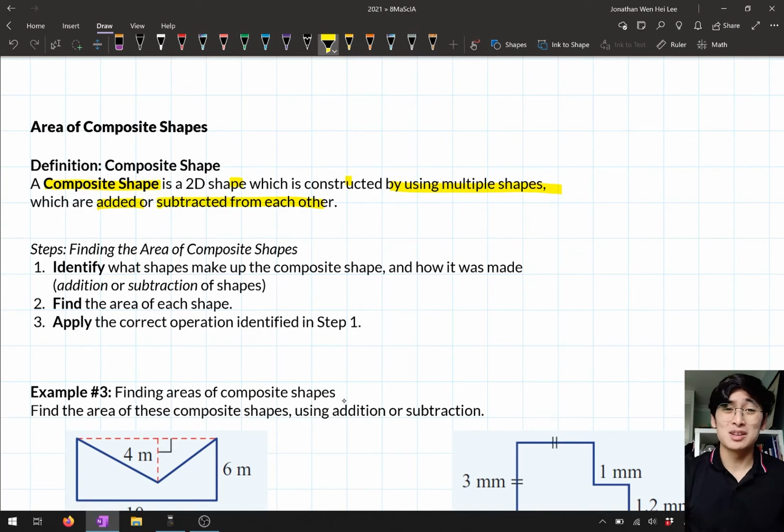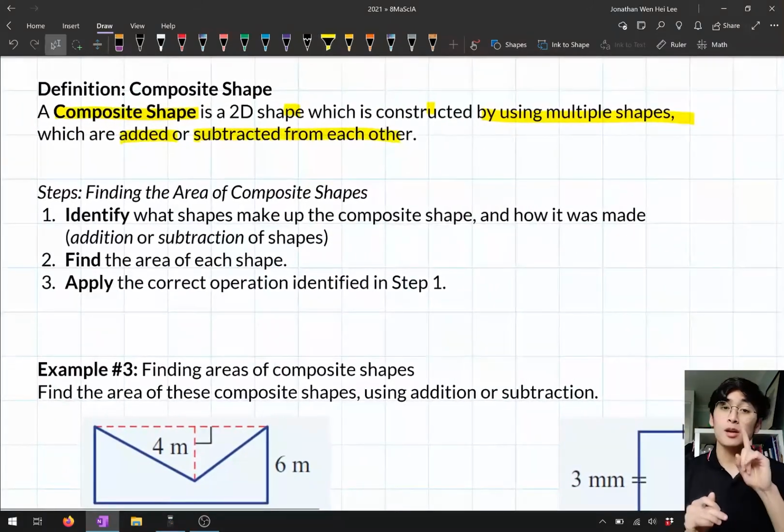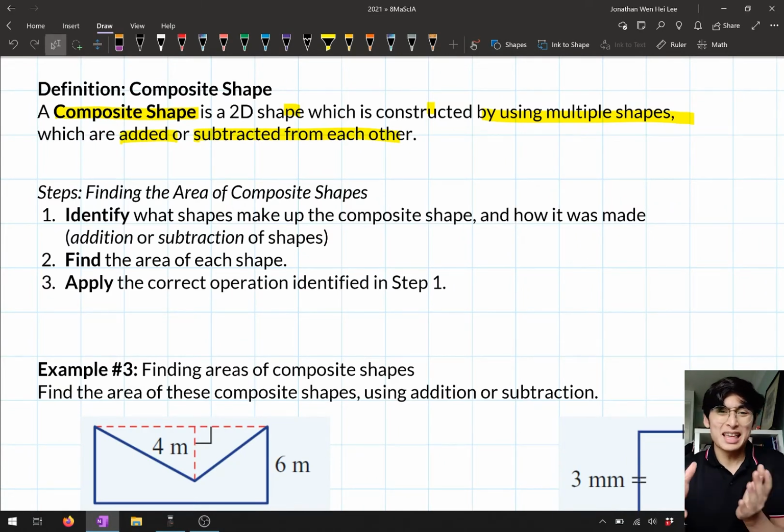So what we want to be able to do is calculate the area of these composite shapes. So when we're doing this, the steps are, first, identify what shapes make up the composite shape and how it's made. So did they use addition to make this shape? Or did they use subtraction to make this shape? Did you add two shapes together, or did you just take one shape and subtract another one from it?